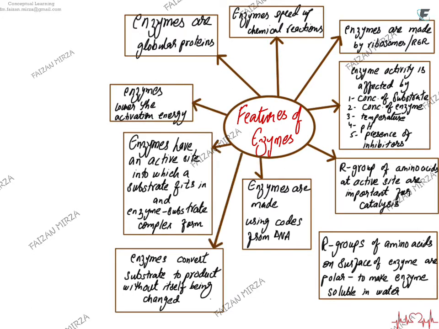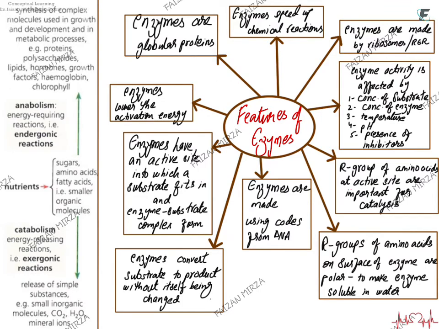So this sums up the basic features of enzymes. Enzymes carry out anabolism as well as catabolism, which means the metabolic reactions. These metabolic reactions could either be the ones which require energy, for example, the endergonic reactions in which the energy is used up, and the catabolic reaction where energy is released, the exergonic reactions where much simpler substances are made.